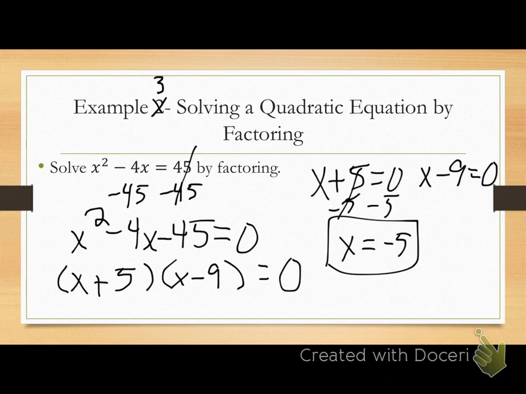X minus 9 equals 0. How would I get x by itself? Add 9. X equals 9. There's my two solutions to my quadratic equation. Questions on that? Did that one make more sense than the other method? Yes, very much.